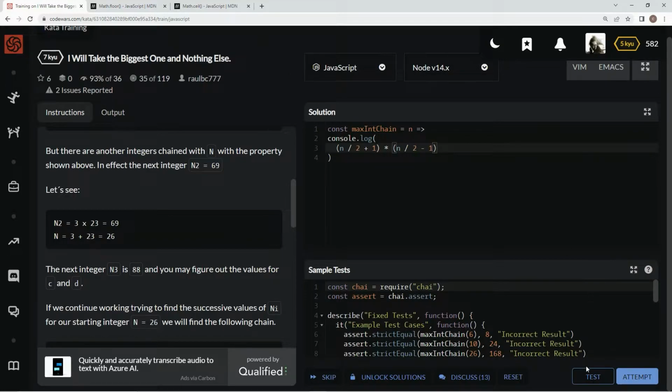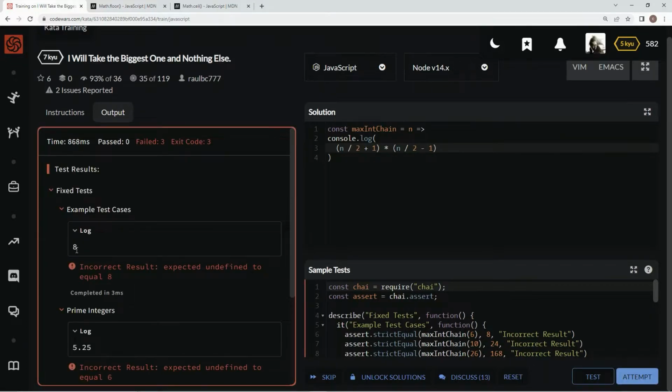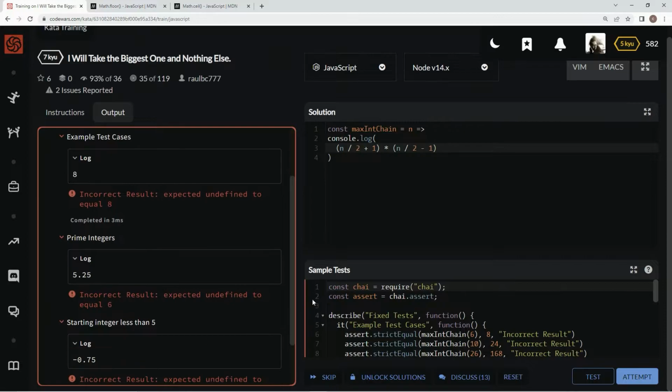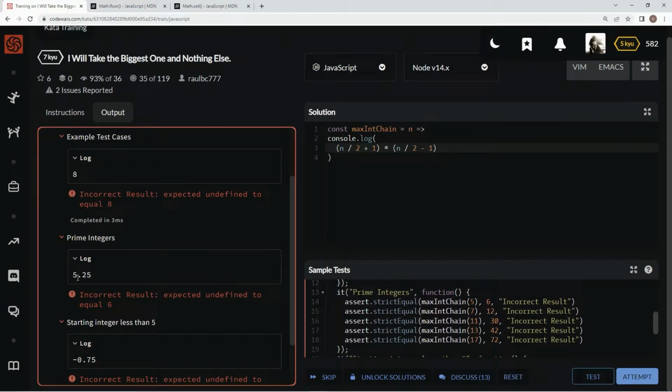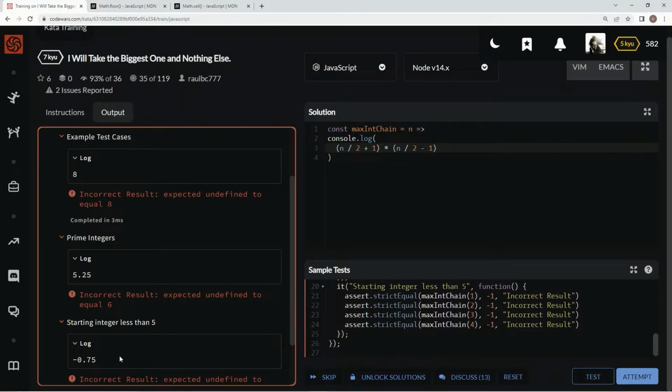And let's just test this out real quick, see what it gives us. So right here it gives us 8, which is what we're looking for on this one. But on this one it gives us 5.25 instead of giving us 6. And on this one it gives us negative 0.75 instead of negative 1. We'll deal with this one after we deal with this one.